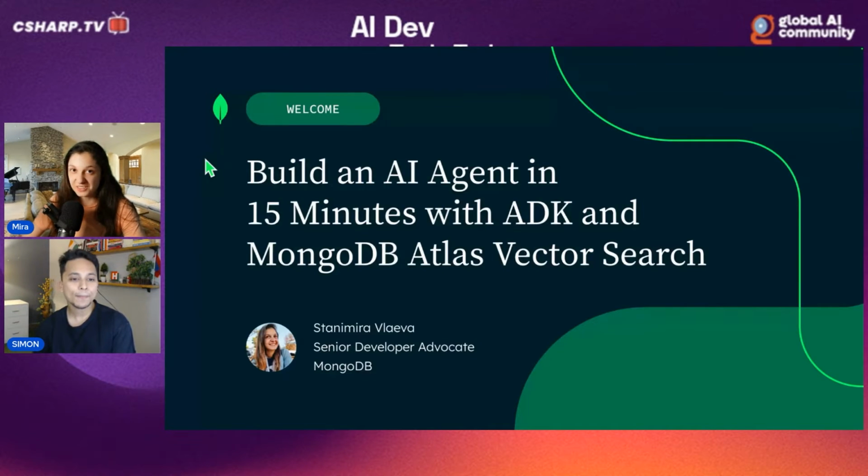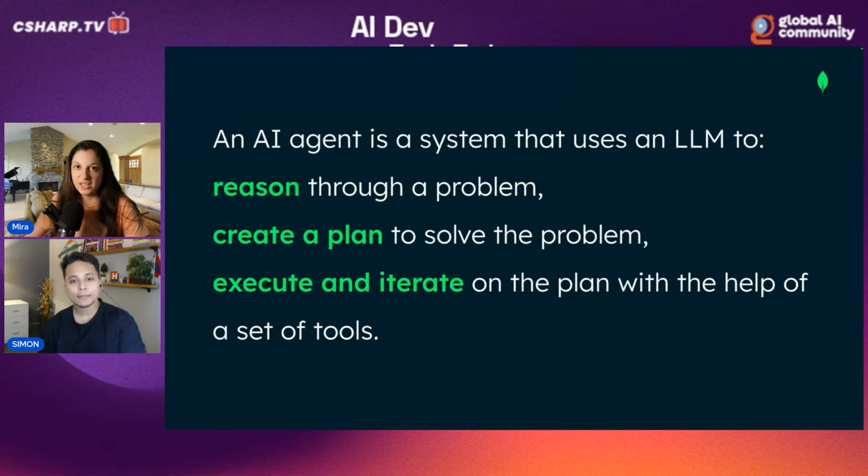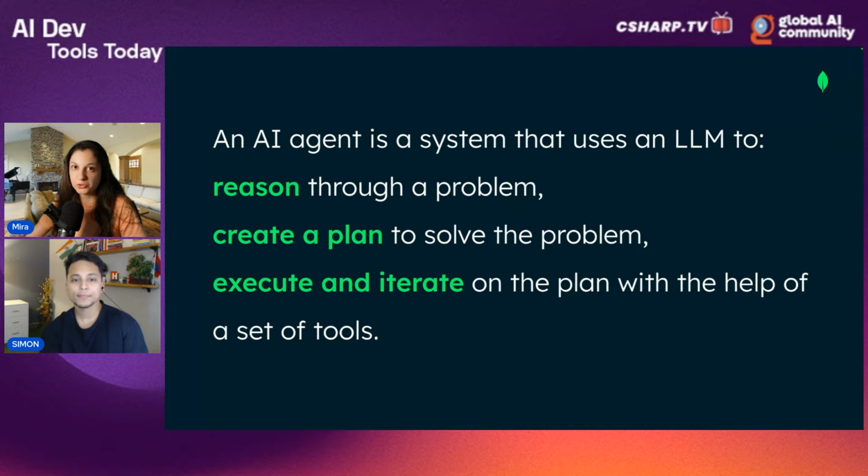So I'm going to take just 15 minutes and we're going to build an agent together. To summarize what an agent is, very shortly, it is an AI system that uses a large language model to reason through a problem, create a plan to solve this problem, and then execute and iterate on the plan with the help of a set of tools. And for you as developers, when I say a set of tools, I just mean some external APIs, some external functions calling something outside of the scope of the LLM.